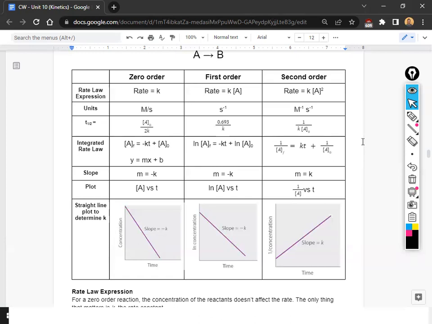Yes. All the integrated rate laws and the first order half-life are on your equations sheet. Oh, perfect. Then even better. More of a reason not to memorize it.